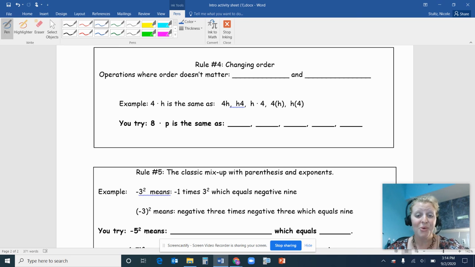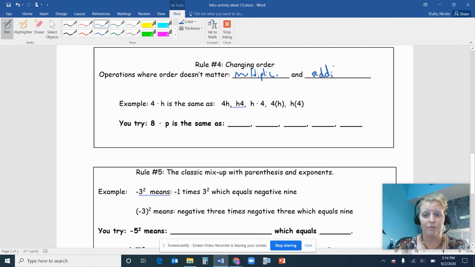Okay, rule number 4, changing orders. There are two operations that order does not matter in them. They are multiplication. So I'm going to write multiplication here. And addition. So whether I say what's 1 plus 2 or 2 plus 1, that doesn't change the outcome.